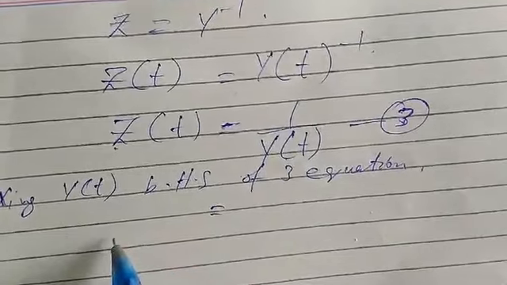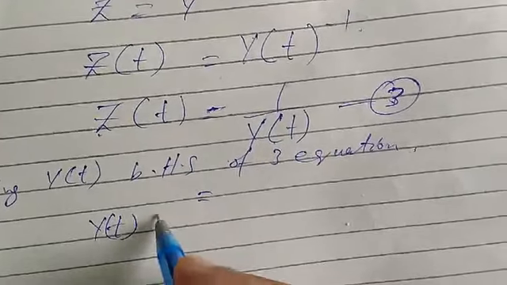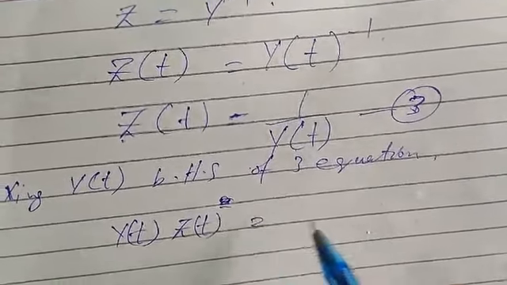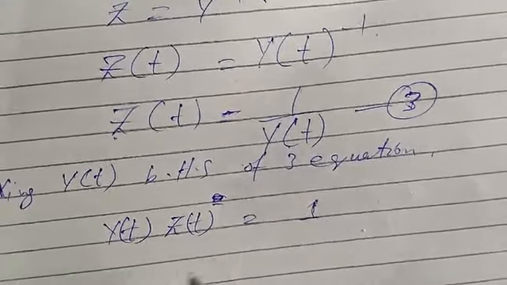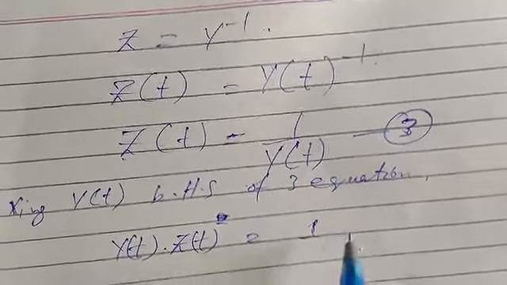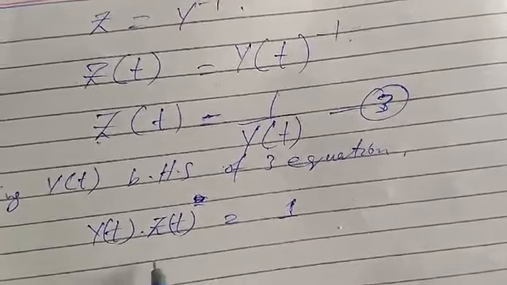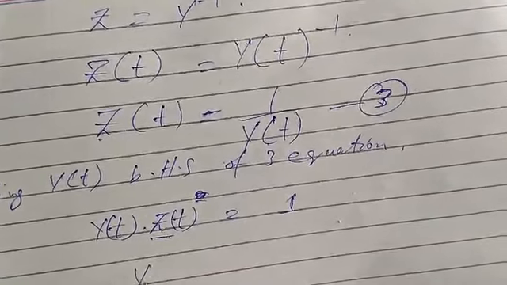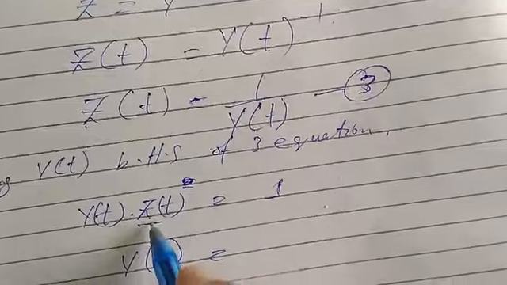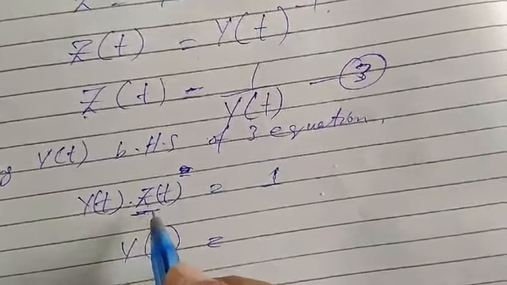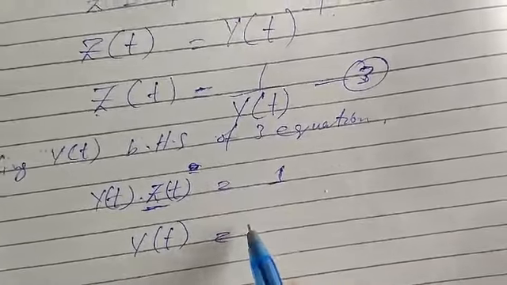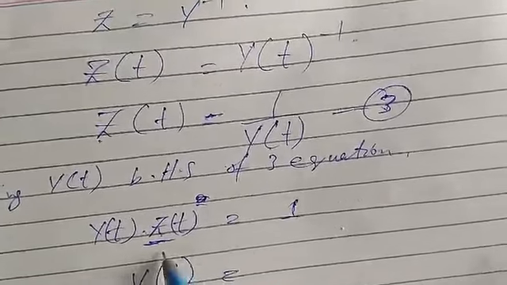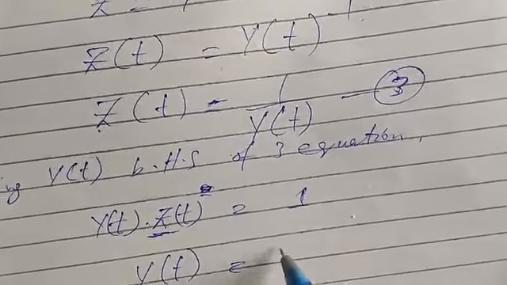Now y(t) into z(t) is equal to 1. After that I want to remove z from here, then y(t) on the left side is in multiplication form, and when it changes to the other side, multiplication will change to division form.